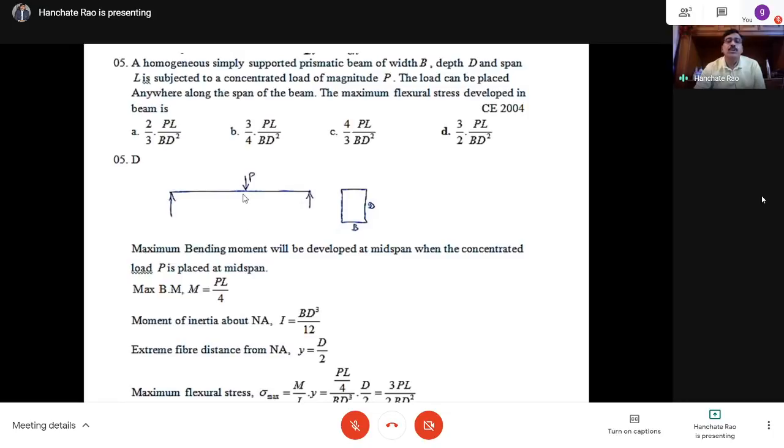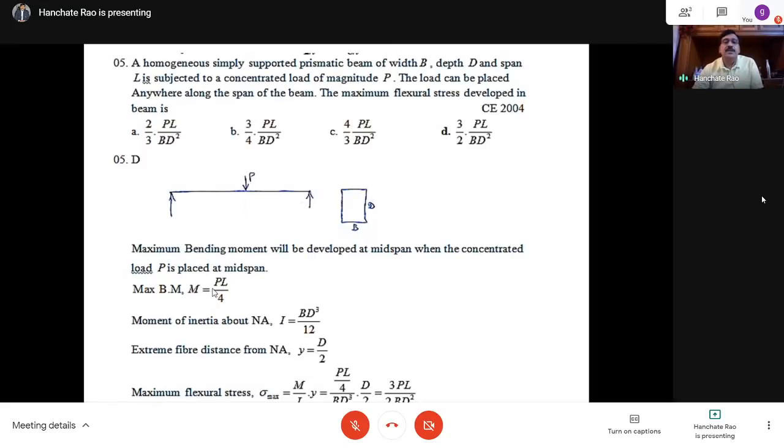If you keep the load at the midpoint, the maximum bending moment at midspan is WL by 4, or PL by 4. That's the maximum bending moment, because each reaction is equal to P by 2, and P by 2 into L by 2 gives PL by 4. So to achieve the maximum bending moment, you have to keep the load at the midpoint. The maximum bending moment is equal to PL by 4. So we got M now.